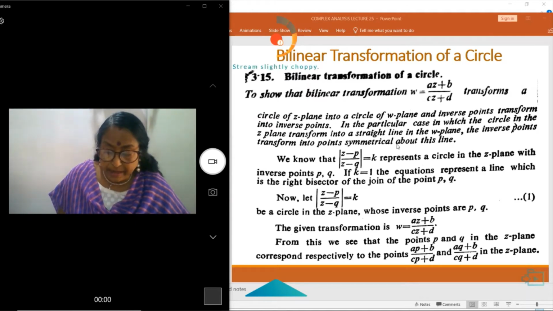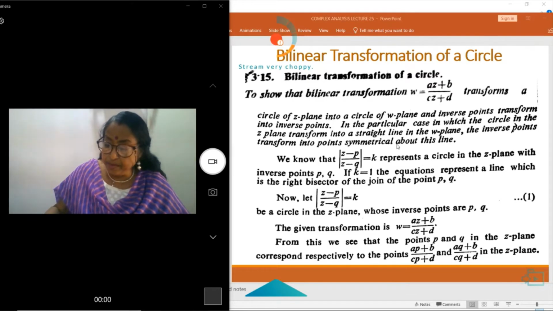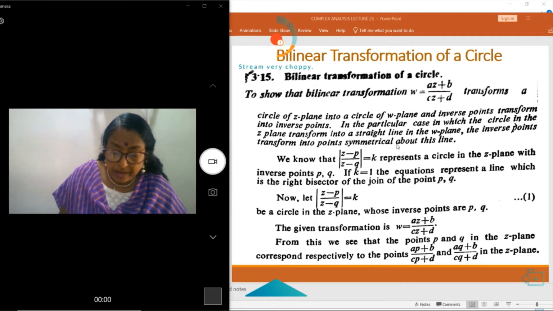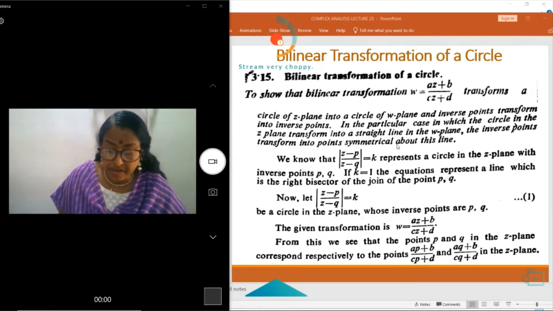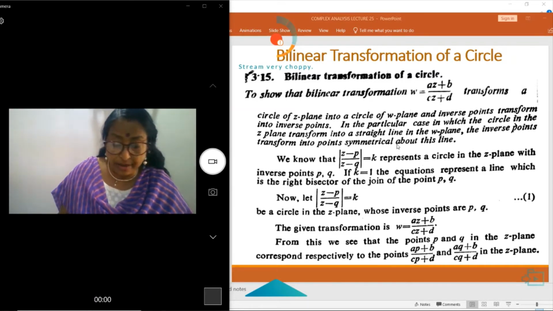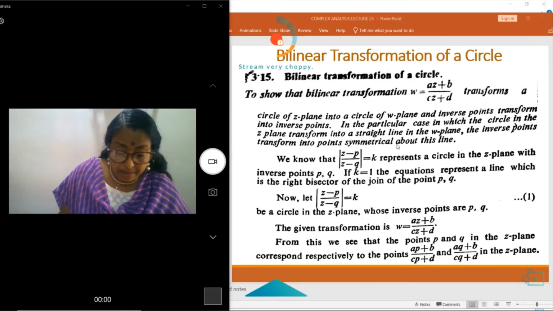We know that |(Z - P)/(Z - Q)| = K represents a circle. Previously, we did that |(Z - P)/(Z - Q)| = K represents a circle in the Z plane with the inverse points P and Q. If K is equal to 1, the equation represents a line. Mind it, if K is equal to 1, then this represents a line which is the right bisector of the line joining the two inverse points P and Q.